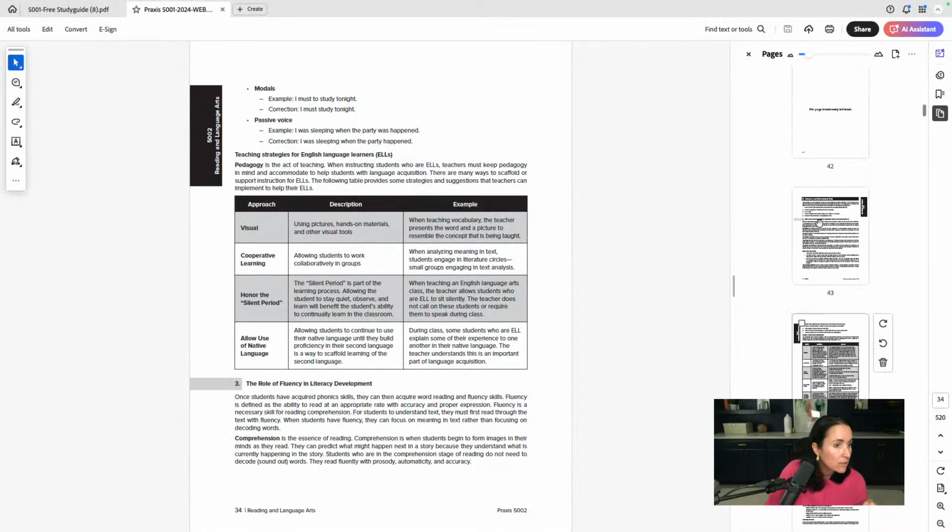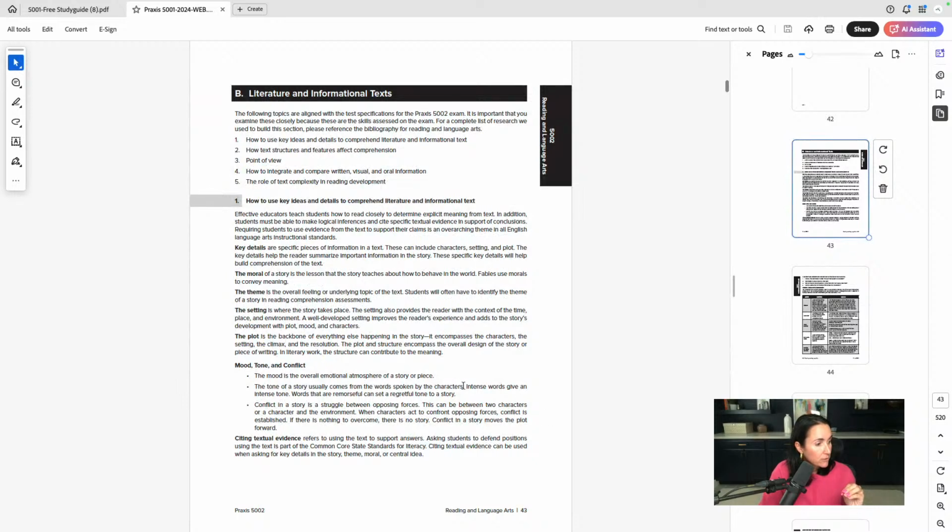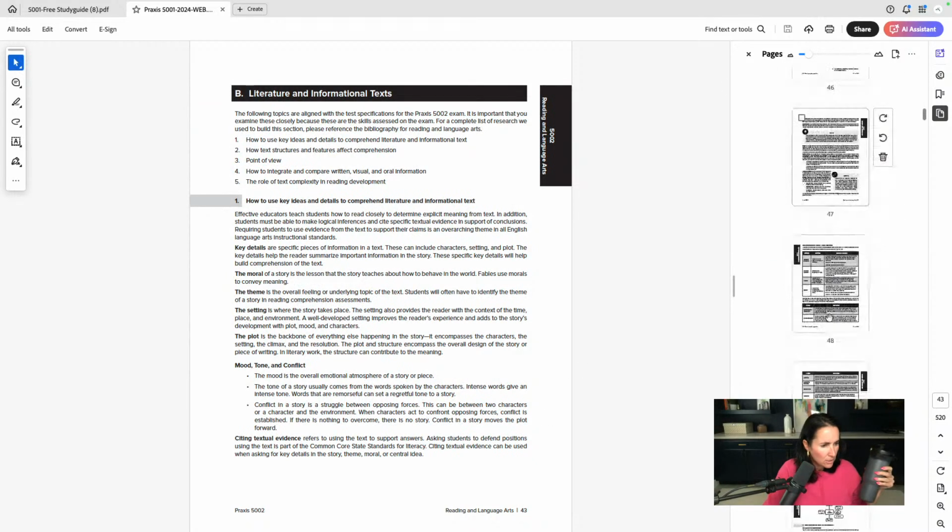Let's go to the next section. Sorry, Section B here, literature. Let's see, how many pages is this?